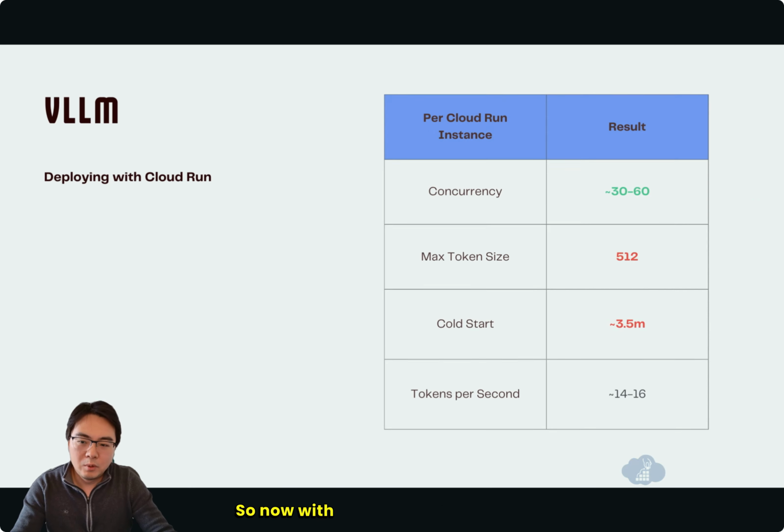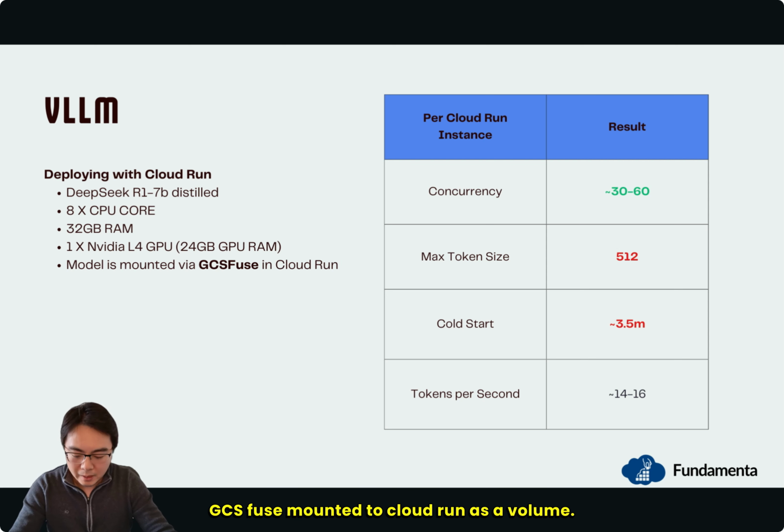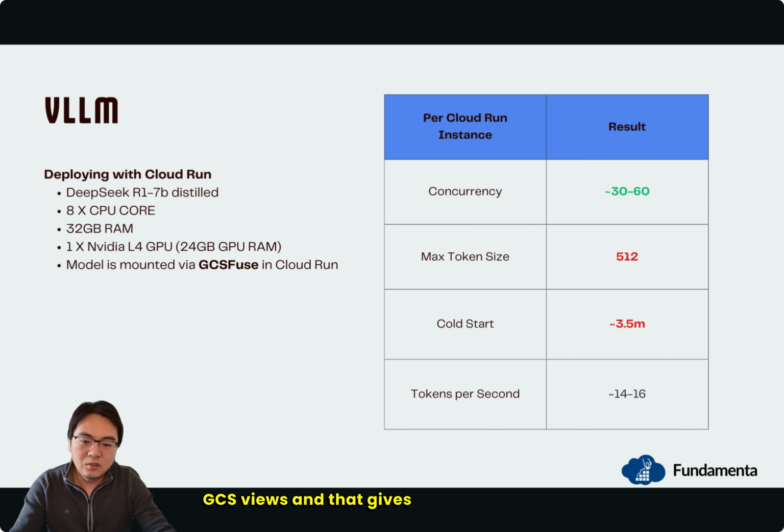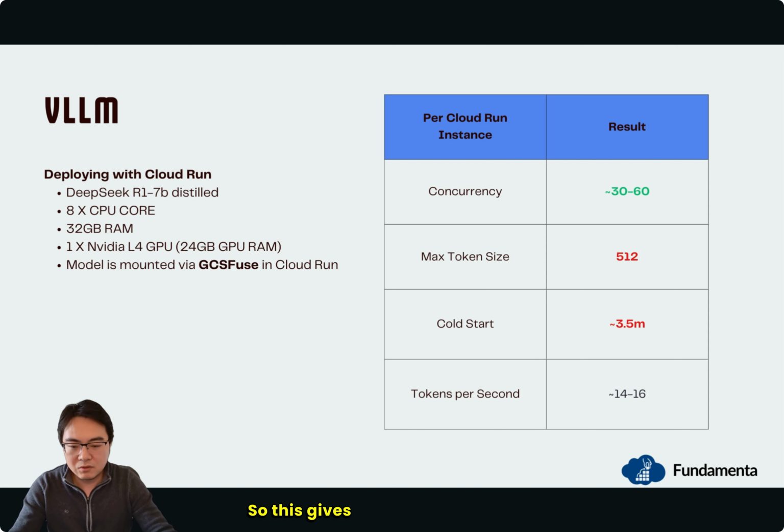Now with vLLM, this is very different. All of the parameters I kept the same. There's one thing I made different, which is GCS Fuse mounted to Cloud Run as a volume. The reason I wanted to try this is that others gave me feedback on what if you use GCS Fuse, and that gives you more options to deploy models in a way that is much easier to swap the models, because apparently if you do it in the container, you have to build many different containers to use different models. So this gives you a lot more options.